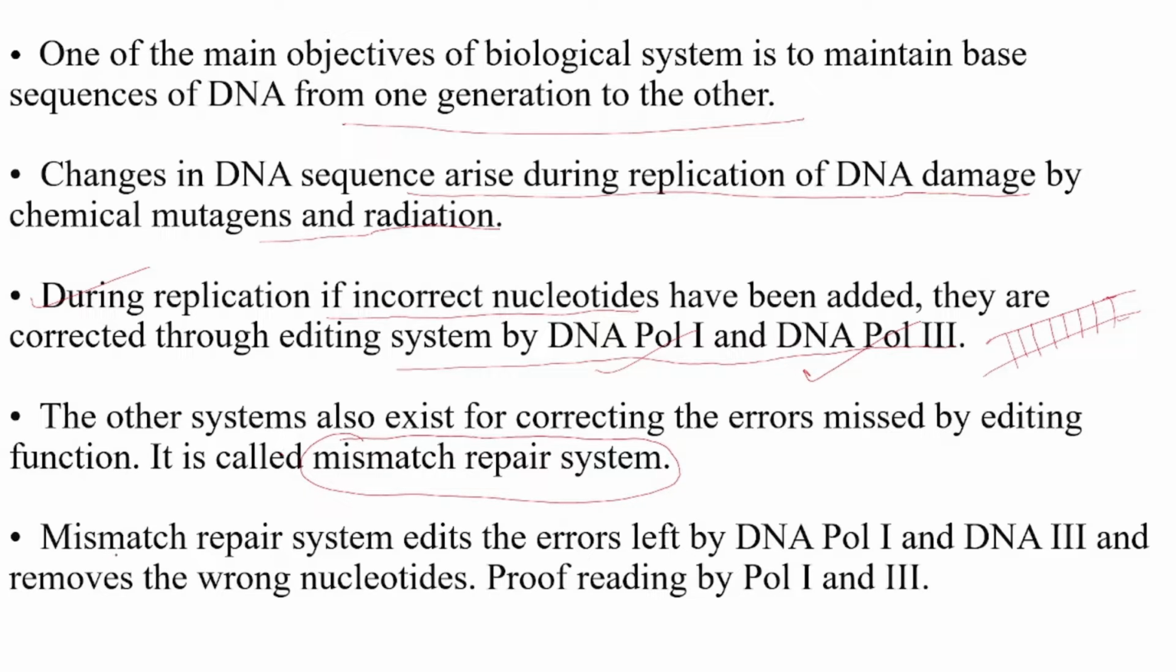The mismatch repair system edits the errors left by DNA polymerase 1 and 3 and removes the wrong nucleotides. So, if an incorrect nucleotide is also added by DNA polymerase 1 and 3, then this system, the mismatch repair system, edits the leftover errors of DNA polymerase 1 and 3. Then again, proofreading is done by polymerase 1 and 3.